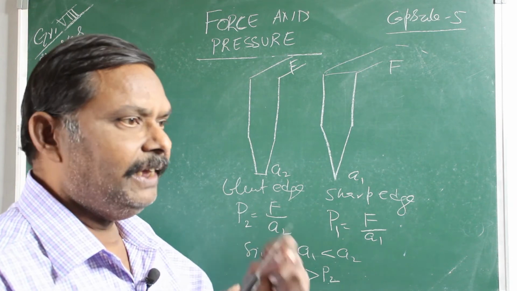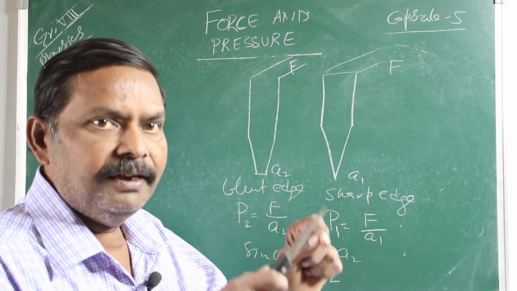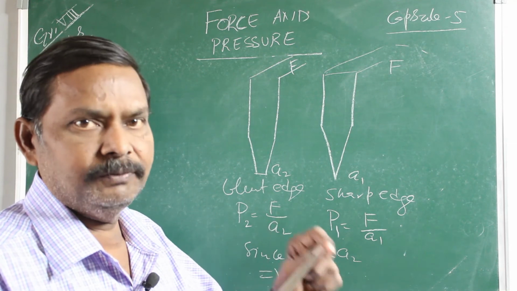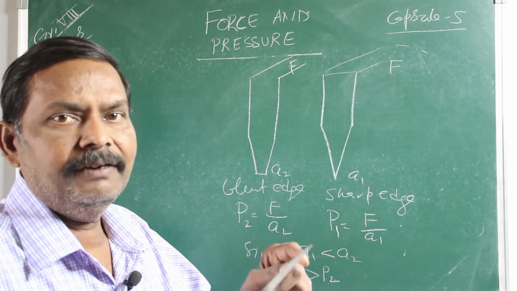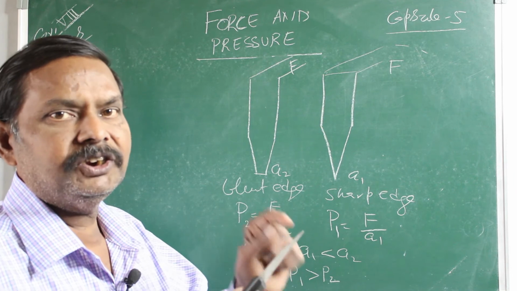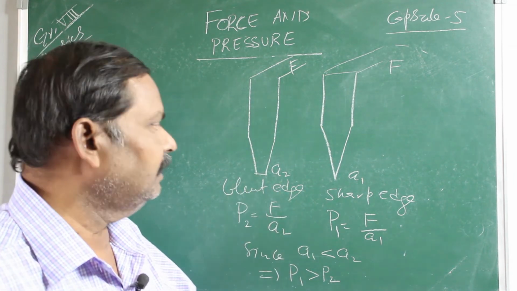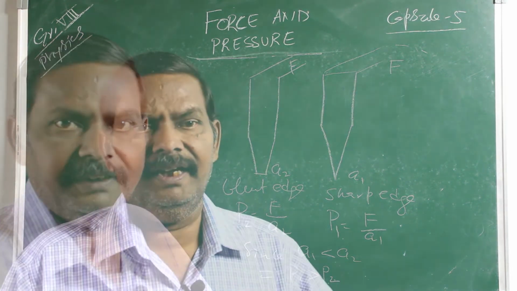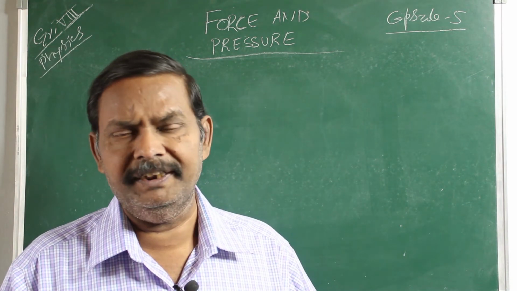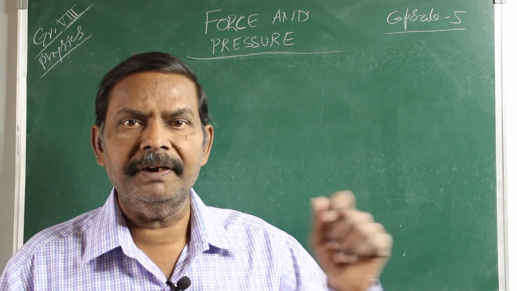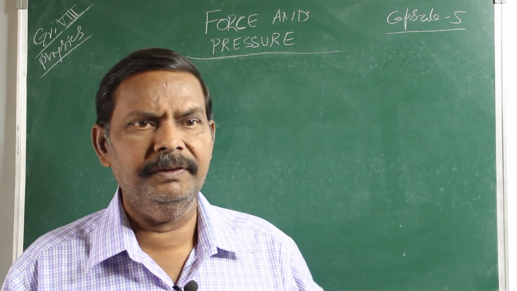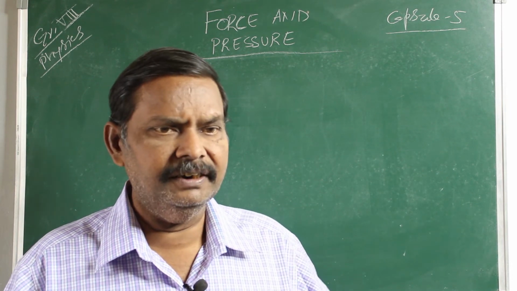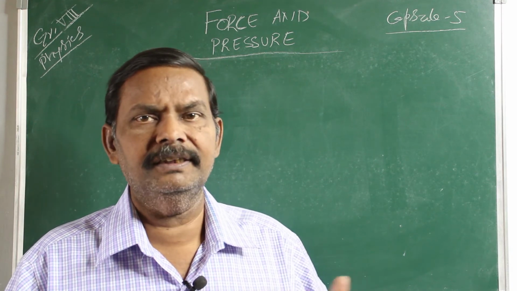So everybody will like to use the sharp edge to cut the vegetables, because the area of cross section of the sharp edge is very much less than that of the blunt edge. This is one application. The other example for it is, you see the thumbpin which is used to pin the charts and notices on the notice boards.